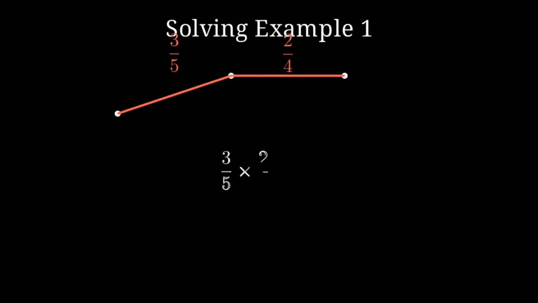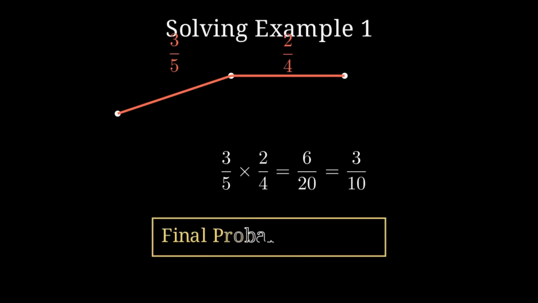Always simplify your fractions on the test. 3/10 or 30% is our final answer. The tree diagram made this sequential dependency easy to track.